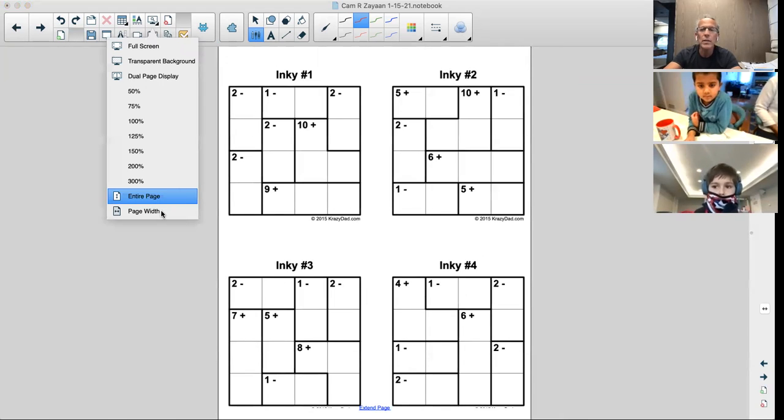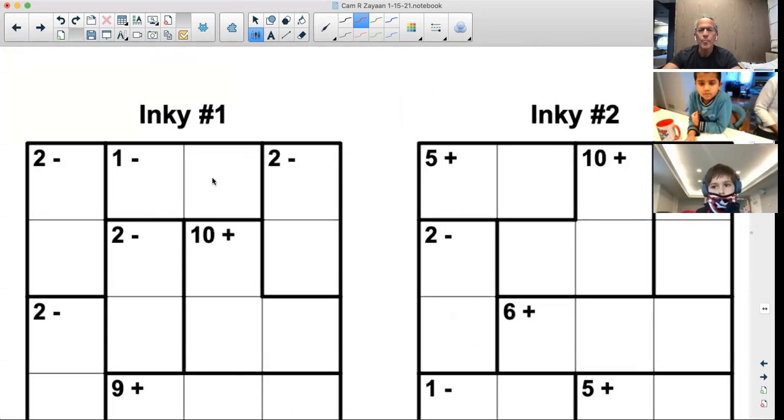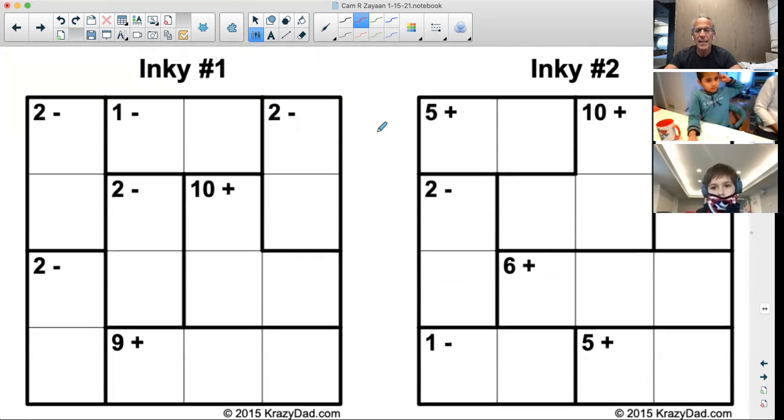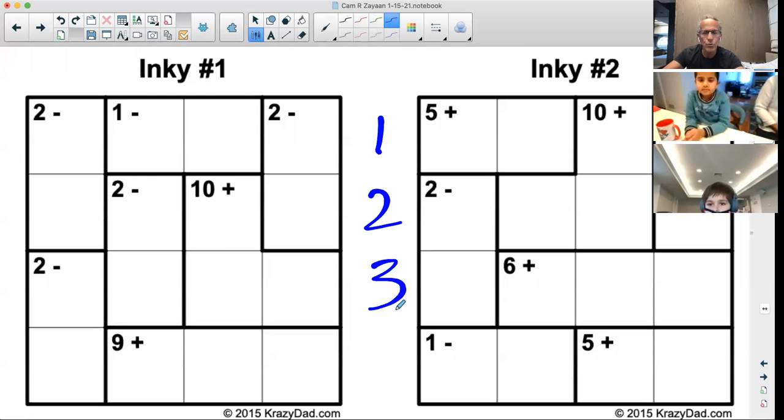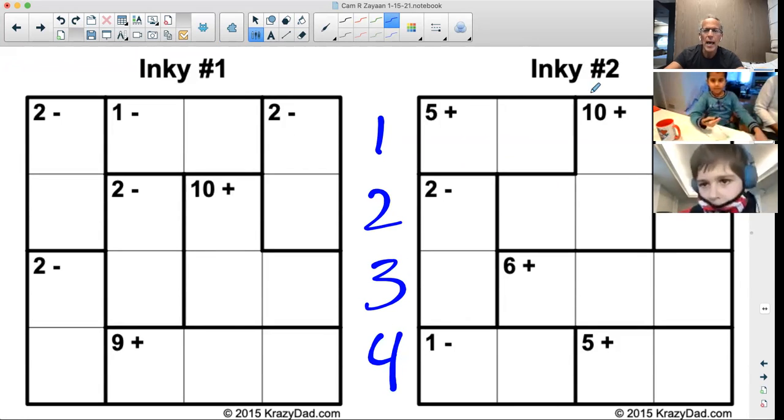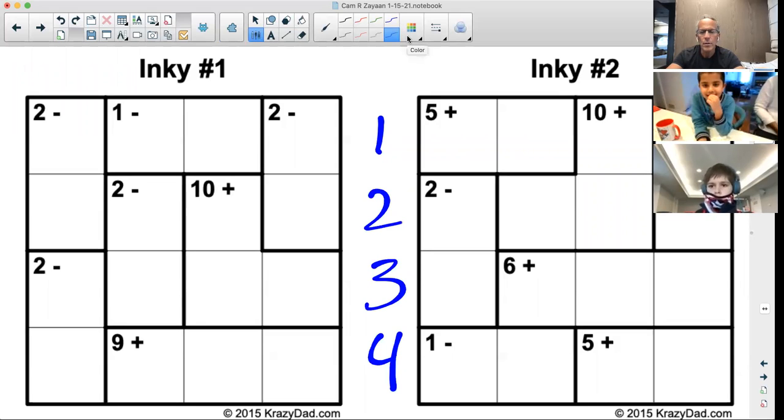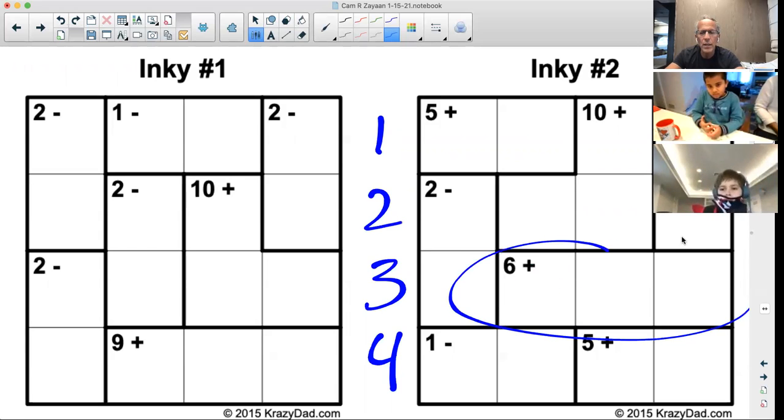Now, let's just quickly go. We've got 5 minutes. Let's get started on Inky number 2. And let's write the numbers down 1, 2, 3, 4. And which one do you think we want to do first? Let's do 6 plus. Ooh, I like that. If you do 6 plus though, what are the only 3 numbers that add up to 6 here?